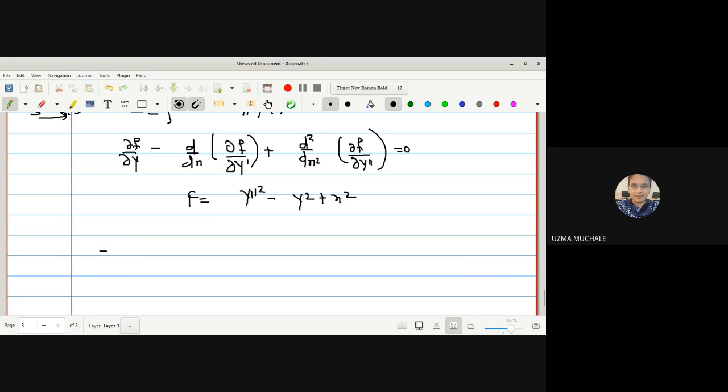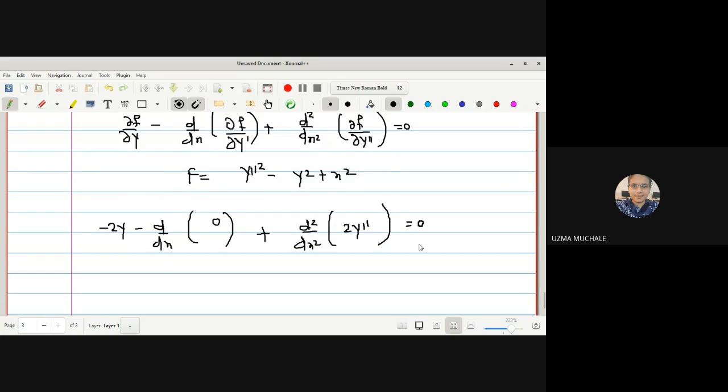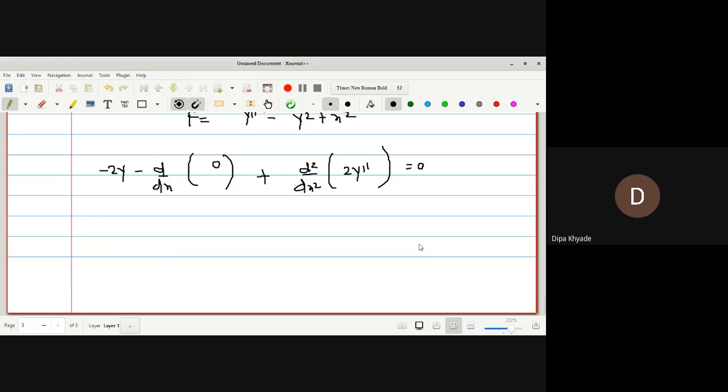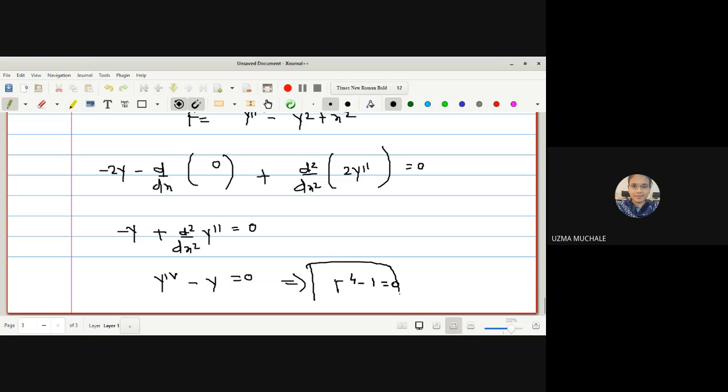Derivative of f with respect to y is minus 2y, minus d by dx as it is, derivative of f with respect to y dash, which is 0, plus d2 by dx2 as it is, derivative of f with respect to y double dash, 2y double dash, equal to 0. Is it okay? Yes, ma'am. Now we can divide by 2 because 2 is non-zero. We can divide by 2 and write the equation minus y plus d2 by dx2 of y double dash equal to 0. Hence we get y fourth derivative minus y equal to 0. It means that our characteristic equation is r raised to 4 minus 1 equal to 0.